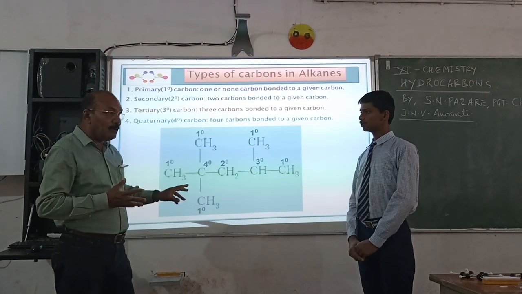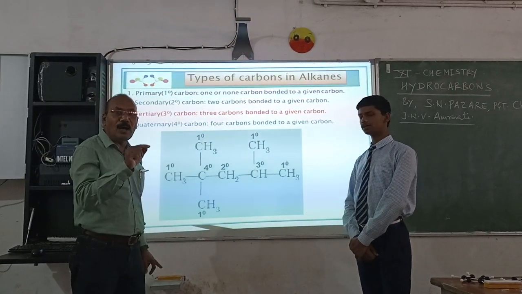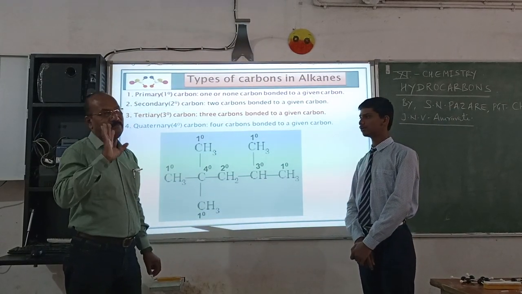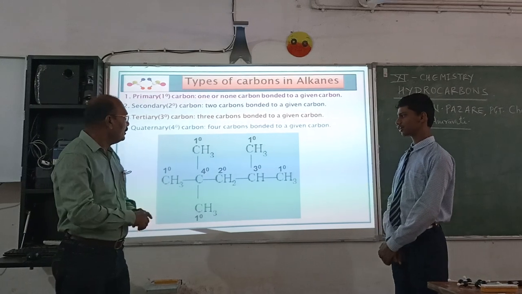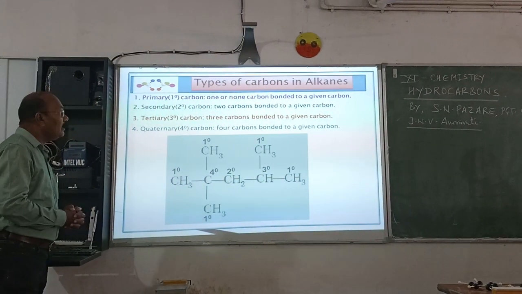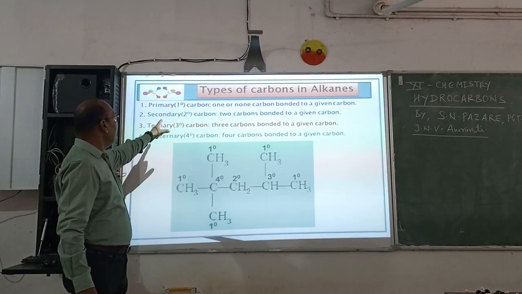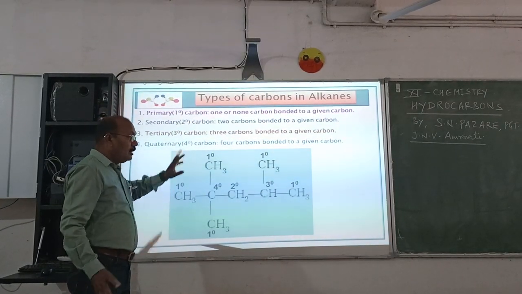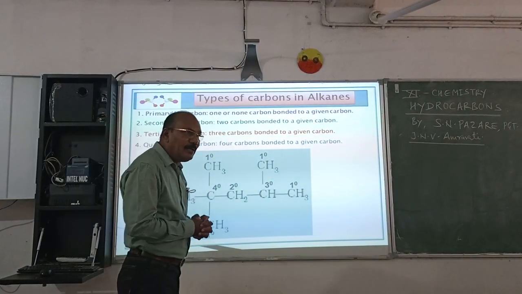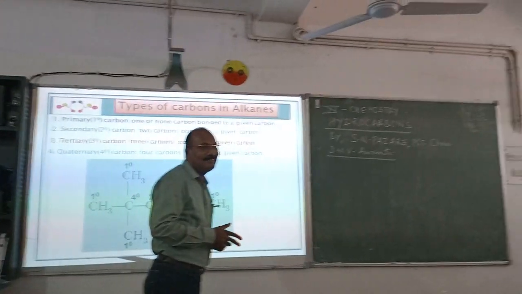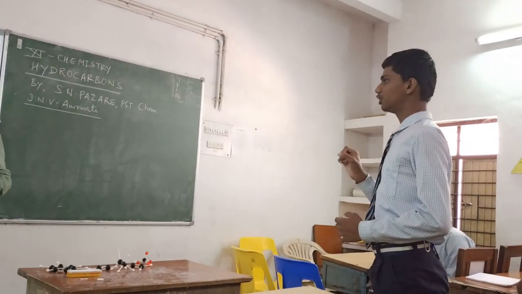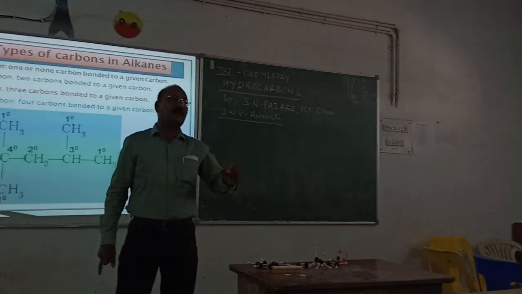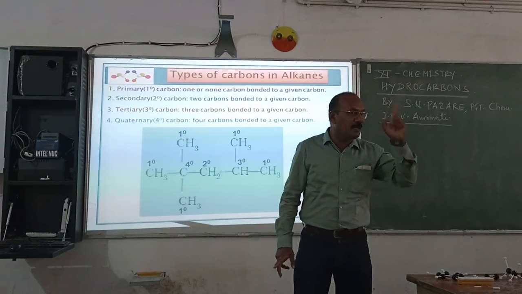All of you agree with this name? Yes, sir. 2,2,4-trimethyl pentane. Understood? Yes, now we are coming towards the primary, secondary, 1 degree, 2 degree, 3 degree and 4 degree carbon atoms. Now which carbon is called 1 degree? Sir, the carbon which is attached to only a single carbon atom. Yes, very good. The carbon which is attached to a single carbon atom is called 1 degree carbon.